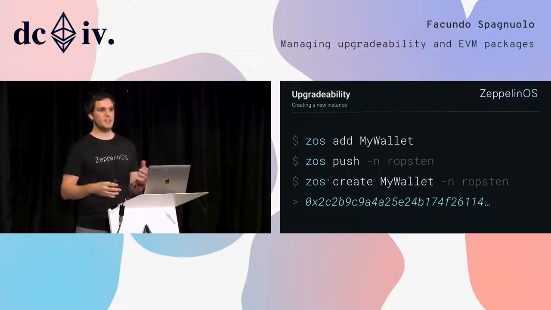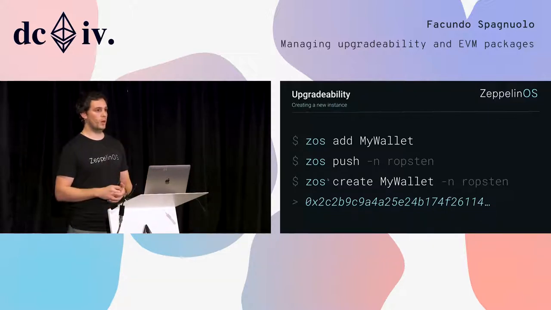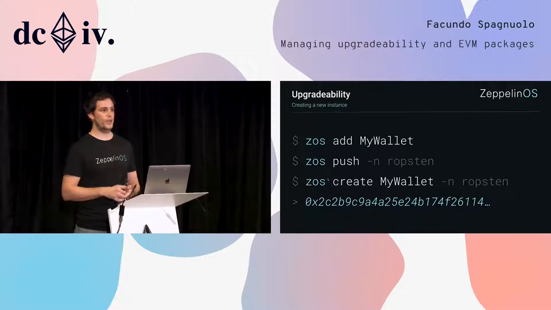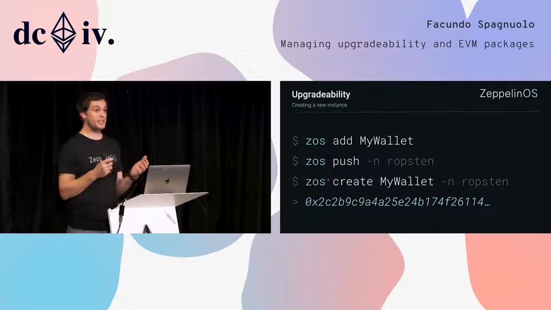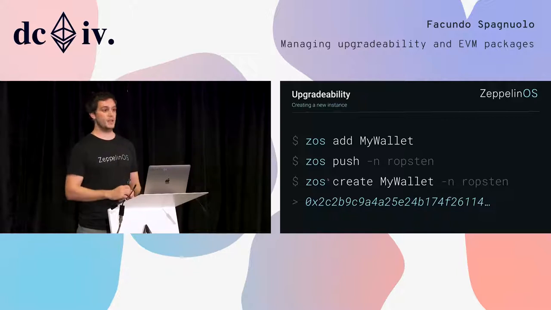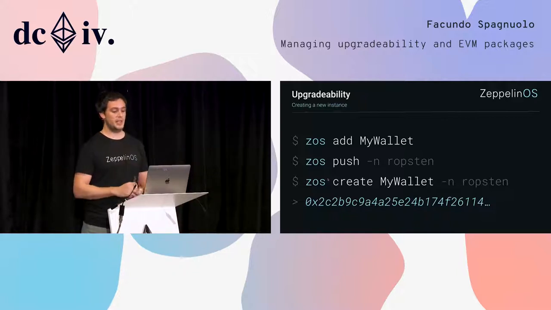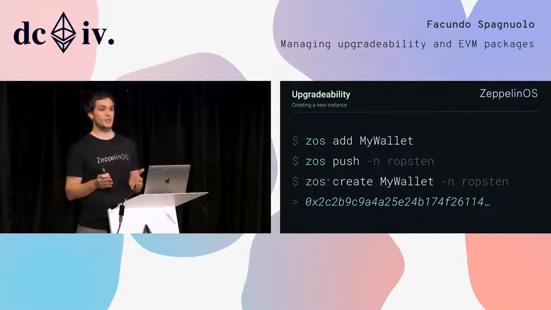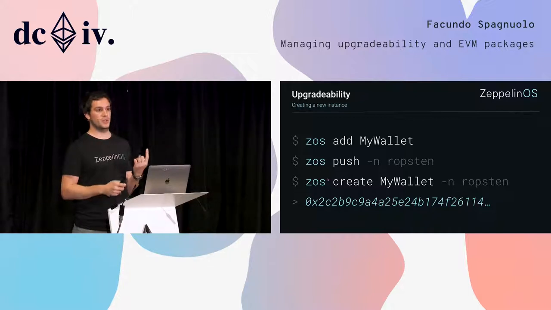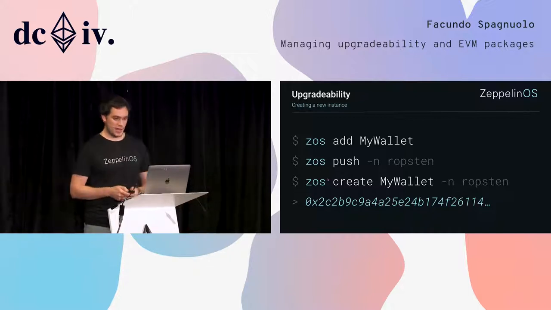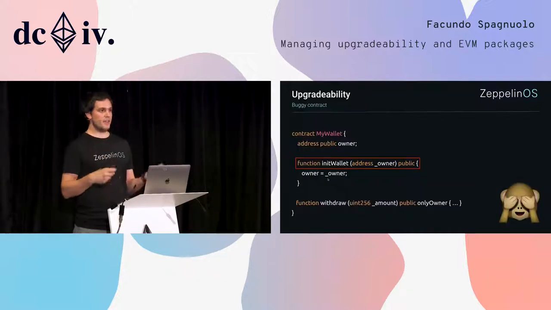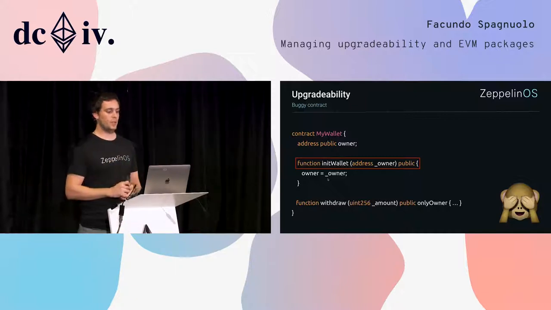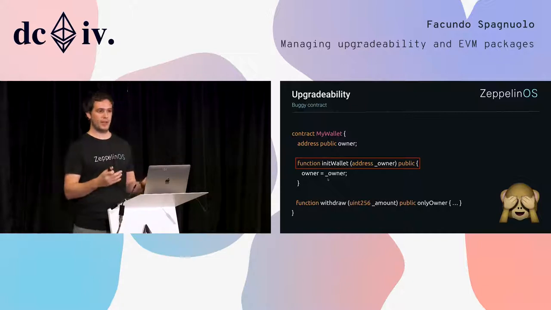And maybe some of you may be wondering, why do we need to run these three steps in order to create an upgradeable instance? Well, the thing is that this is not a regular instance, obviously. This is an upgradeable instance. And we can run the create command as many times as we want, and we'll always be reusing the same logic that we uploaded just once. So it's great. And let's say that after we created the first upgradeable instance of my wallet contract, we found a bug.